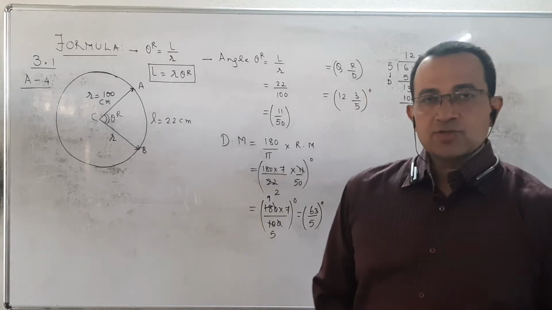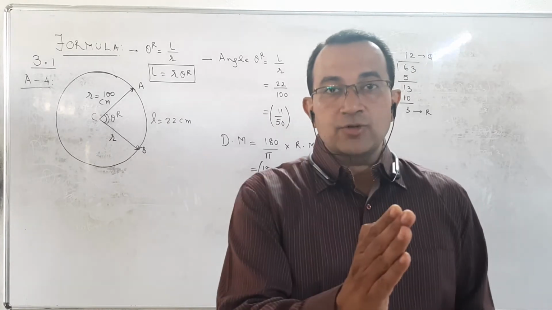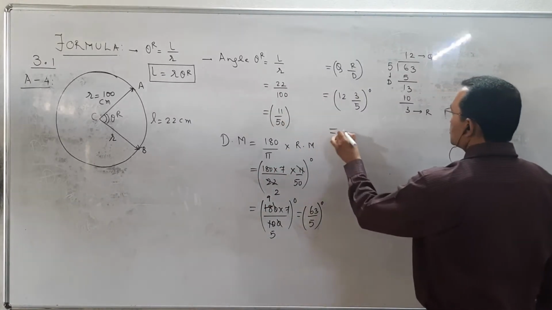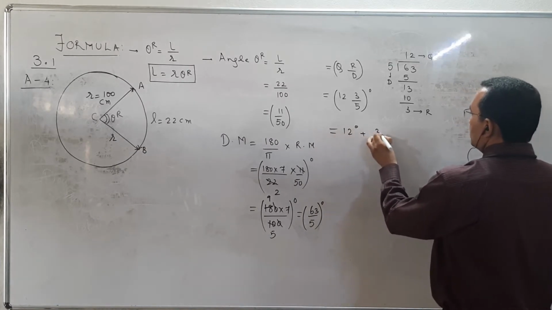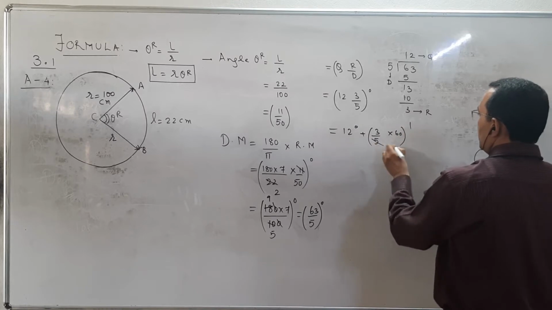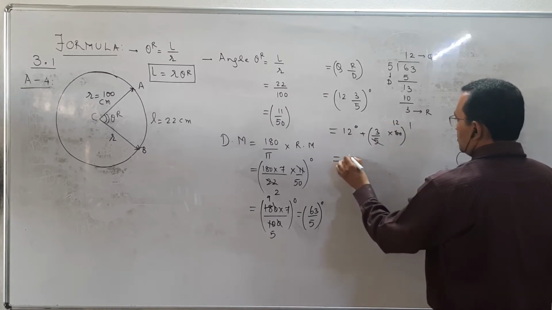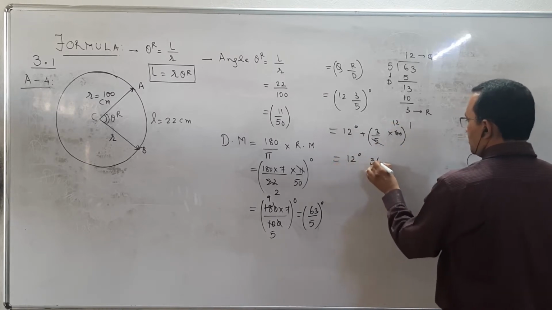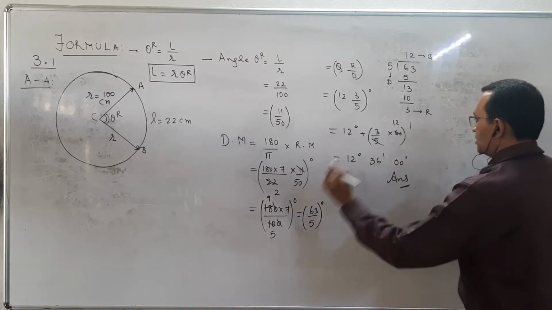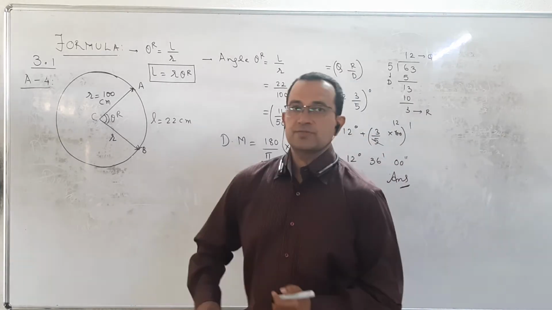In the last lecture, students, I have taught you to separate out the integer part and fractional part. So 12 degree plus 3 by 5 into 60 minutes. 5 ones are 5, 12s are 60, so this is 12 degree, 36 minutes, 0 seconds. This is our answer, students.